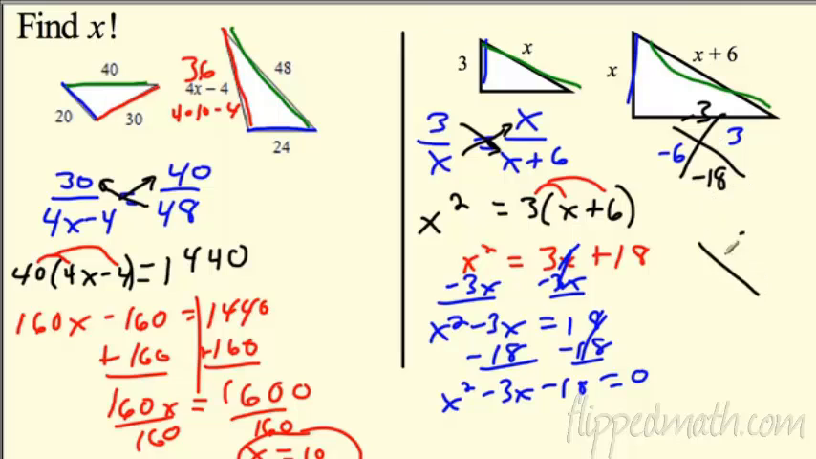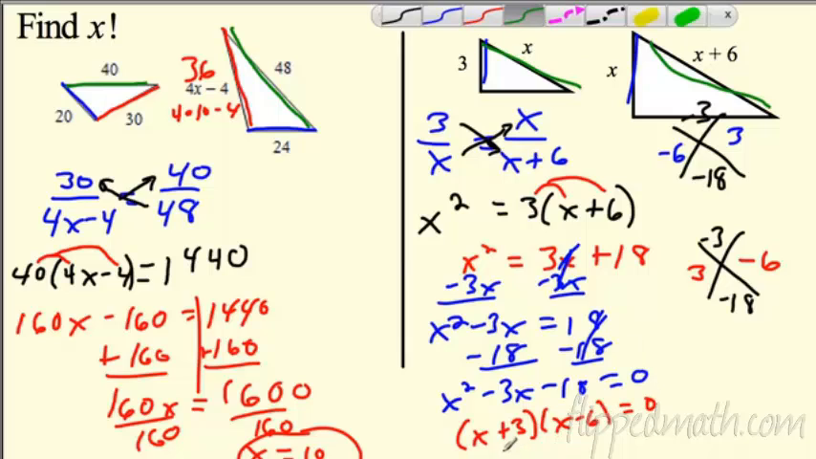So off to the side here, we're going to say what multiplies to negative 18 and adds or subtracts to negative 3. Let's fill in those factors. It looks like it's going to be 3 and negative 6, because 3 times negative 6 is negative 18, and 3 plus negative 6 is negative 3. So this breaks down into x plus 3, x minus 6, that equals 0. So what makes those parentheses 0, if this is negative 3 or 6?